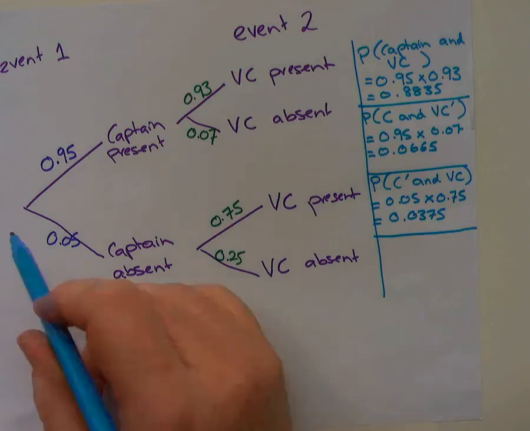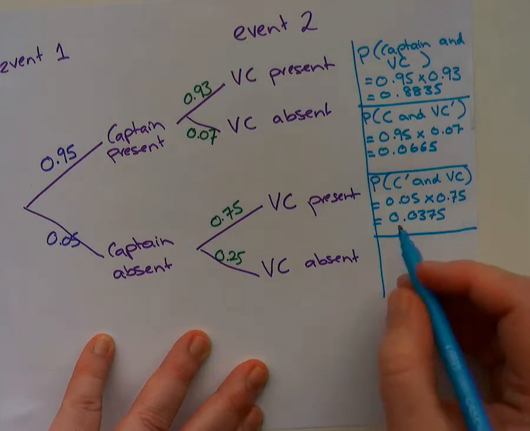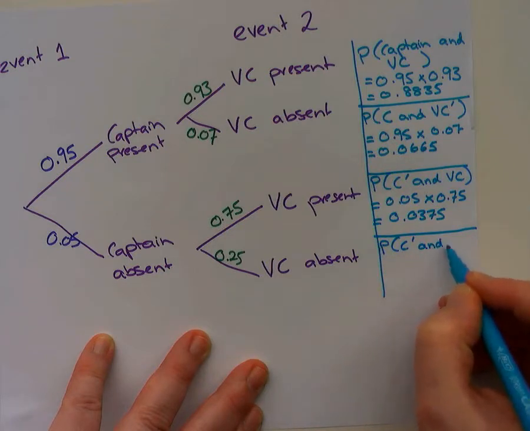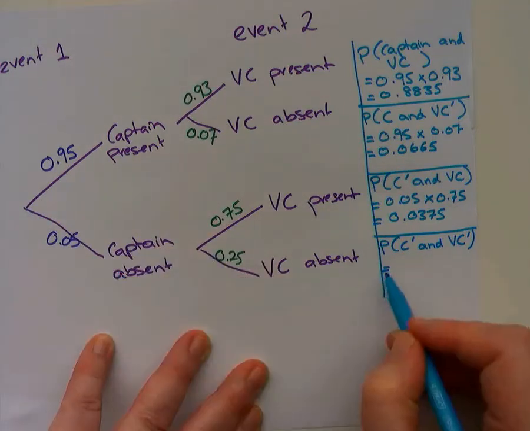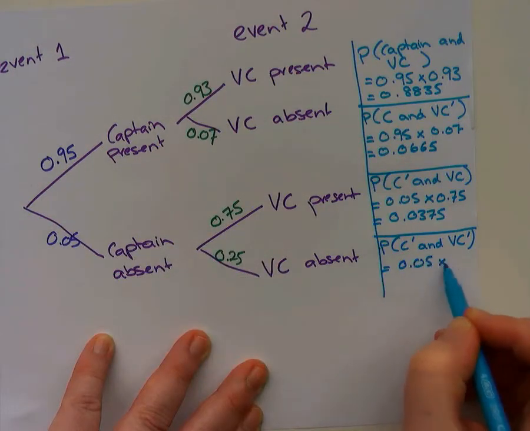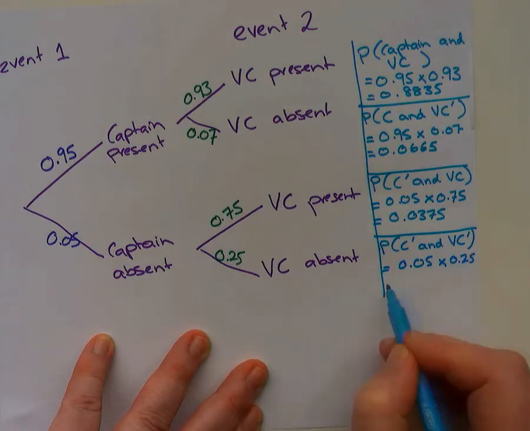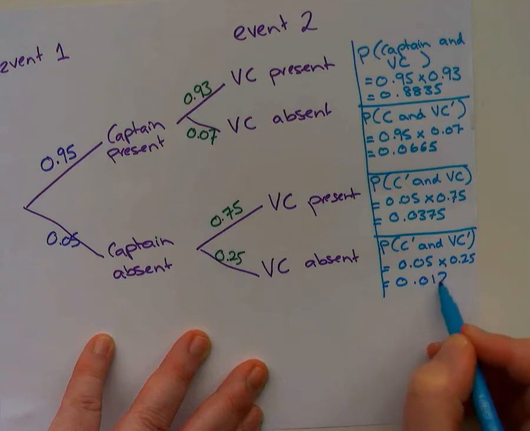Last but not least, the last combination is when the captain's absent and the vice captain's absent. So the probability the captain is absent and the vice captain is absent. And we're going down the branches, 0.05 and means times the vice captain being absent, 0.25, and that gives us a probability of 0.0125.